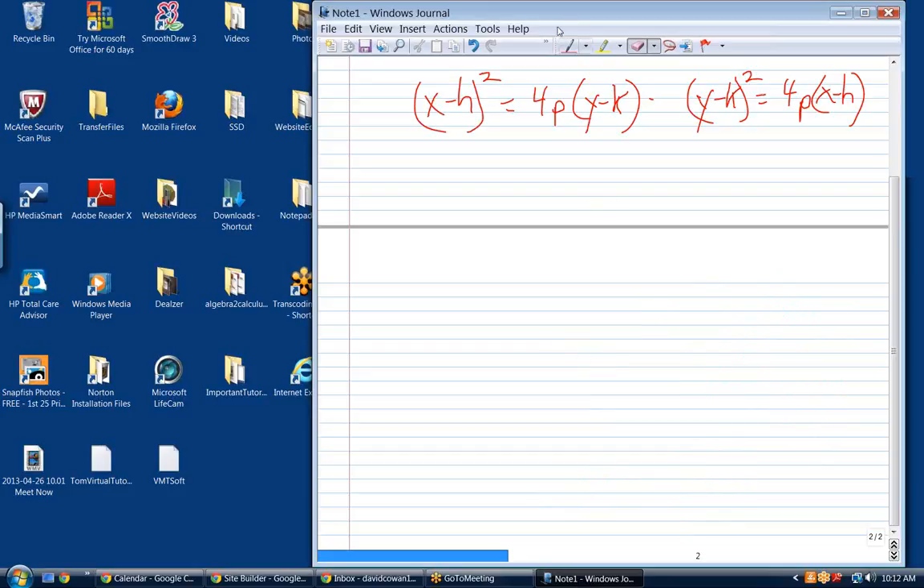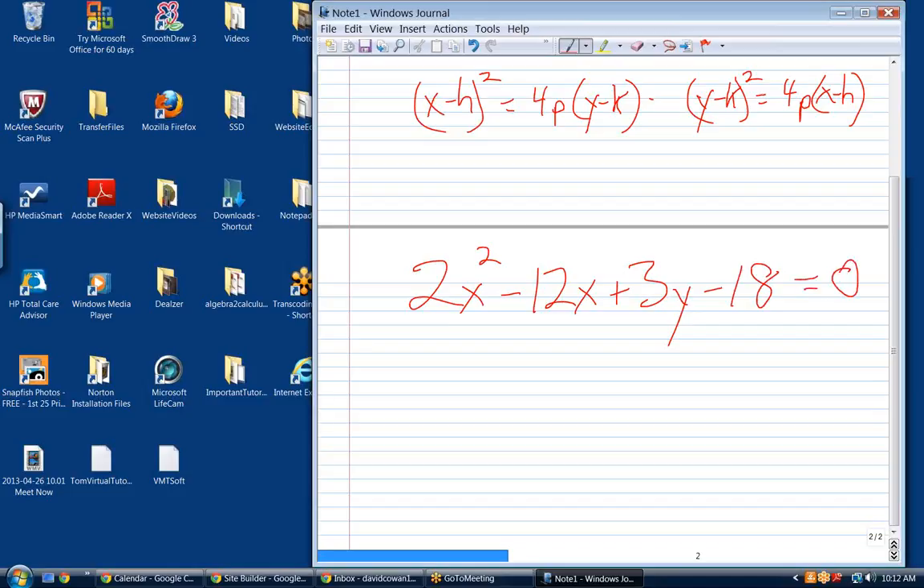So here's the equation. 2x squared minus 12x plus 3y minus 18 equals 0. What kind of figure is this? That is a vertical parabola. Okay, so we want to get it into this format. Okay, so we put the 3y and 18 on the right side.